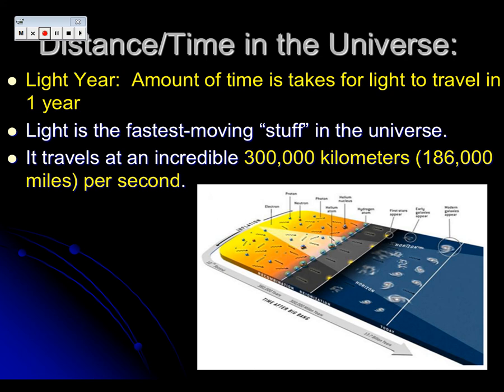Essentially, it is measured using a light year. And a light year is the distance light travels in 1 year. As far as we know, light is the fastest moving, I'm going to call it, stuff in the universe. Light is actually made of photons. It travels at 300,000 kilometers per second. So it's very, very fast.